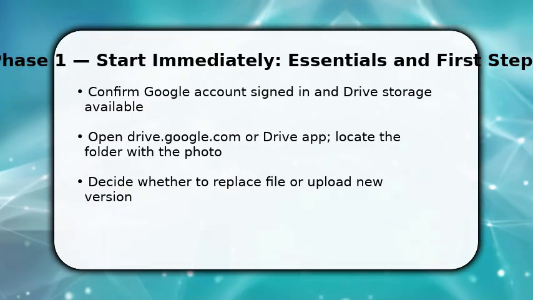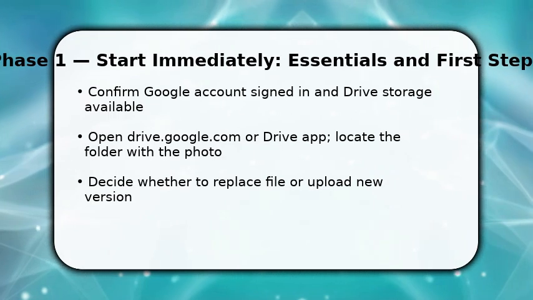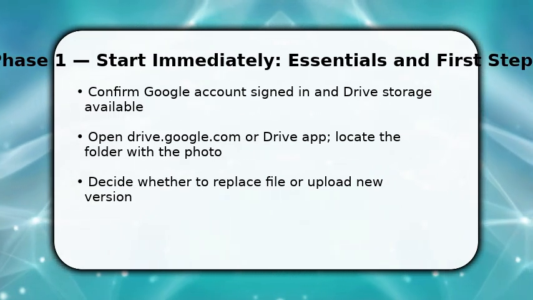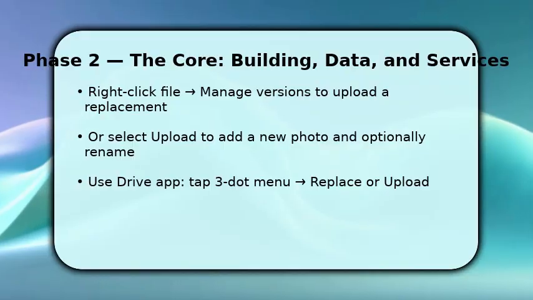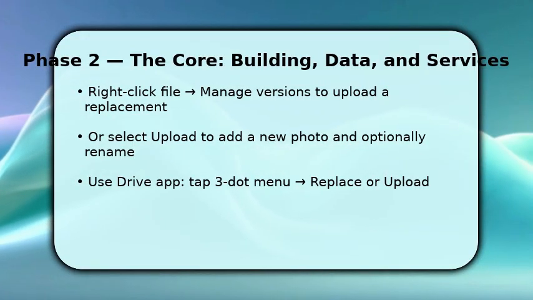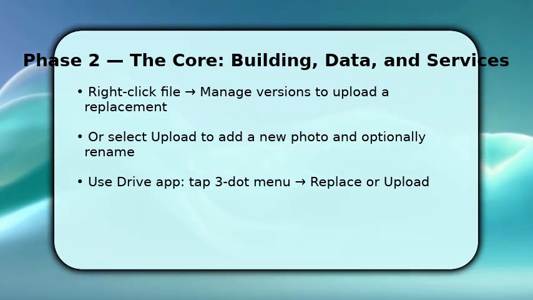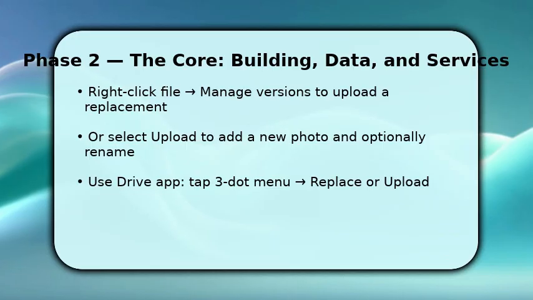It also determines whether you'll use Replace, Manage Versions, or simple Delete and Upload. Next, replace the photo by right-clicking the existing file and choosing Manage Versions, then Upload New Version. This keeps links and sharing intact. Alternatively, if you want a fresh file, click New > File Upload and add the photo, then rename or move it into the same folder.